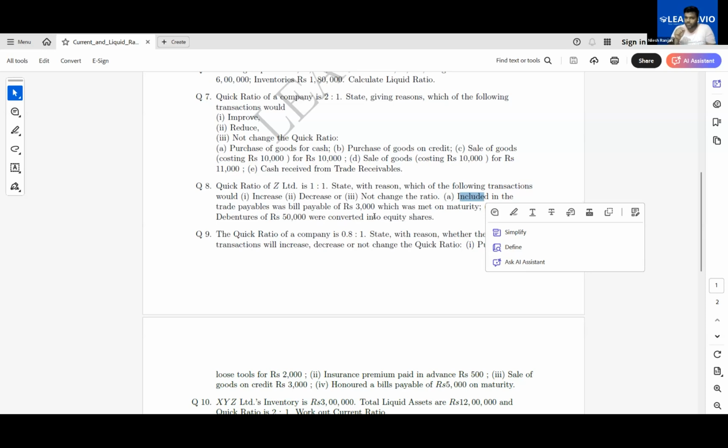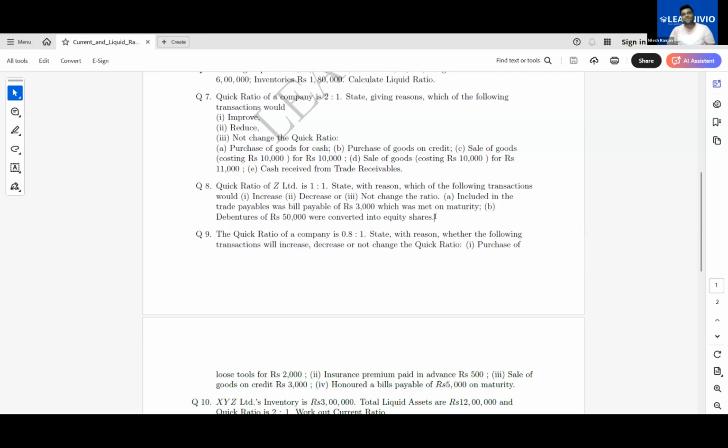Now, if the bill matured, then we have paid the amount on the due date. So bills payable of rupees 3,000, which was met on maturity, means the amount of the bill is paid. It is a liability which is paid on the due date. So our cash will go, our bills payable will decrease by 3,000. So the same decrease in current liability, the same decrease in liquid asset. So that's why there is no change. Understood?